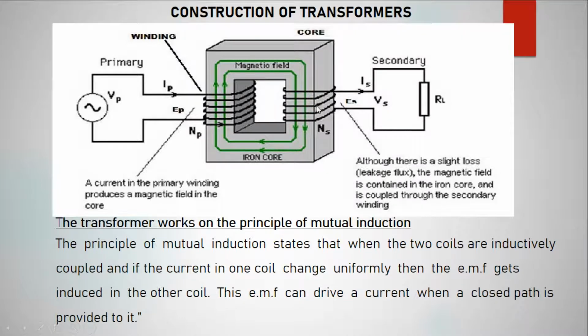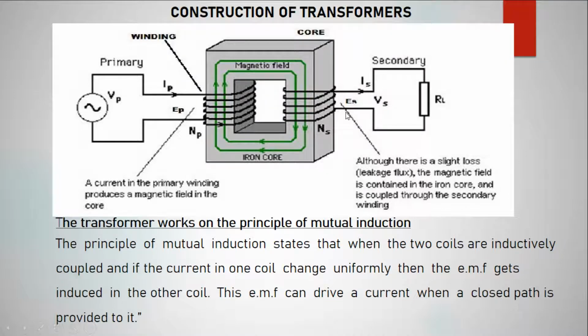Any change in the primary current directly affects the EMF induced in the secondary coil, given by ES, because the flux created in the primary coil links with the secondary coil due to mutual induction, which in turn induces EMF in the secondary coil. When the load has been connected to the secondary of a transformer, and a closed path has been provided, a secondary current starts flowing in the circuit.